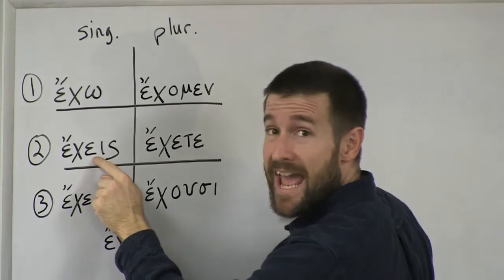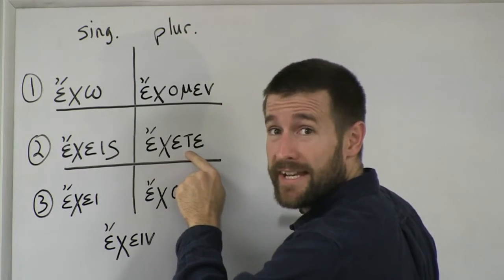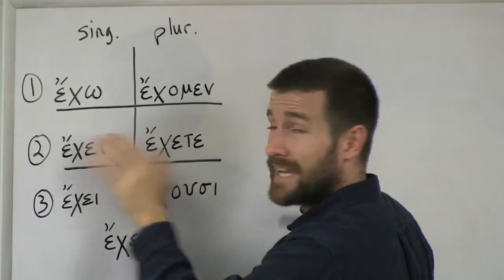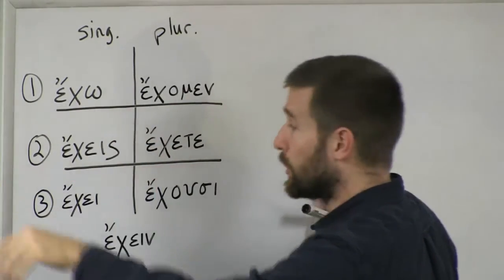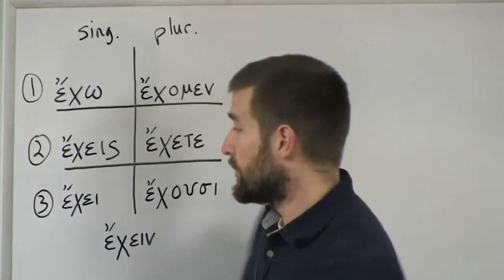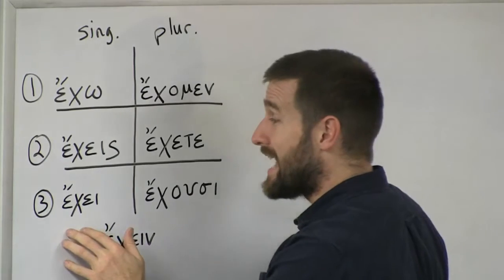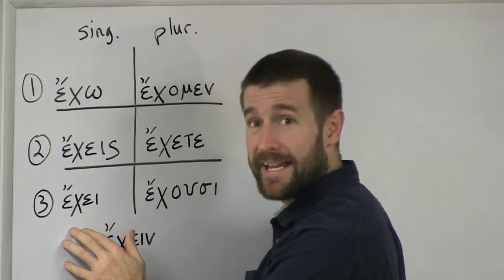This word is pronounced echis, and this is pronounced echete. All right, so echis and echete are the second person, you, singular and plural. Then we have third person. Third person is when we're talking about someone else. So this would be he, she, or it has. He, she, or it has is echi, all right, echi.